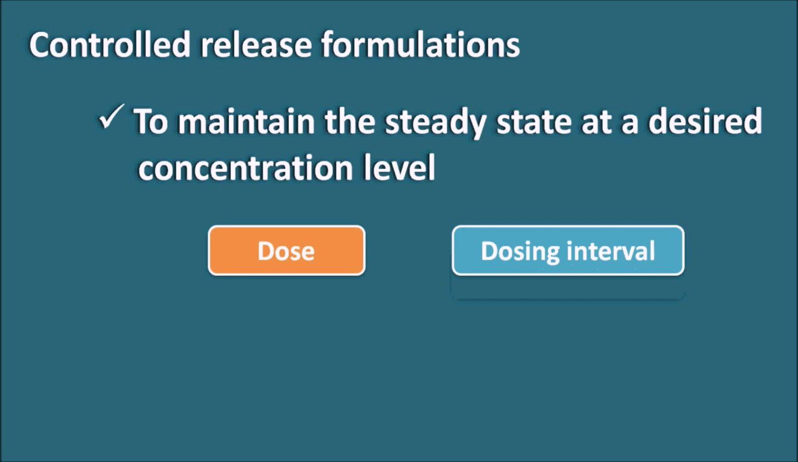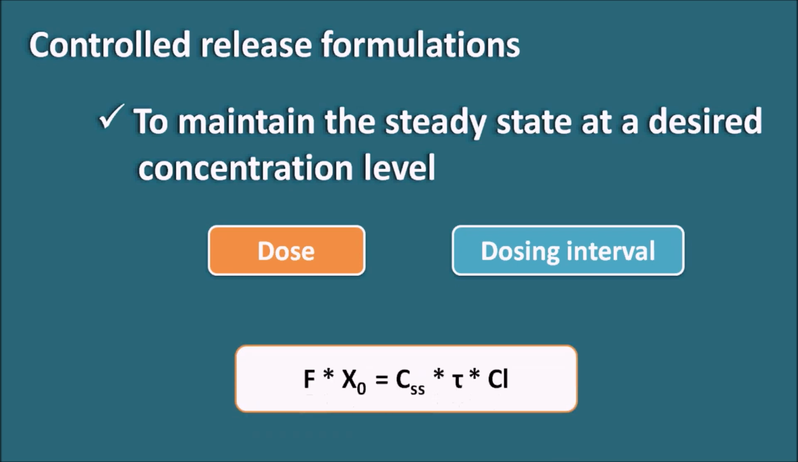One is the proper dose, and second one is the dosing interval. So based on the nature of the drug, we can fix what is the required dose or whatever the required dosing interval to maintain a particular steady state concentration levels by control release formulations. So here we can use one of the equation, F into X naught, that is the total amount of the drug that is going to be absorbed, is equal to CSS, whatever the desired steady state level required, into tau. Tau is the dosing interval, which is multiplied by CL, that is the clearance.